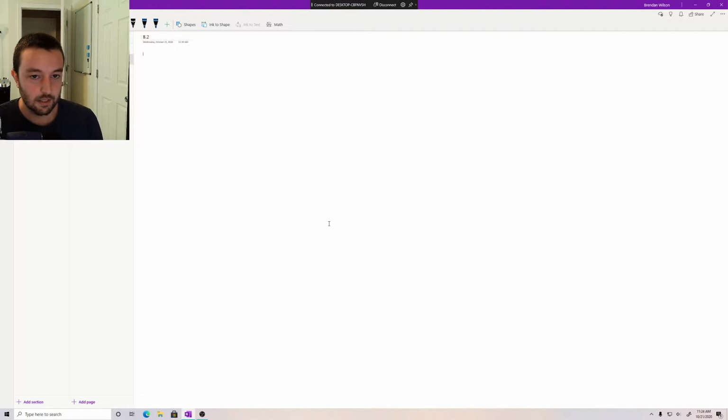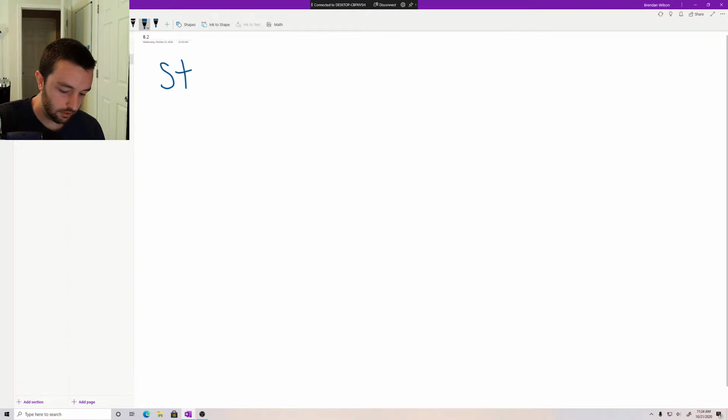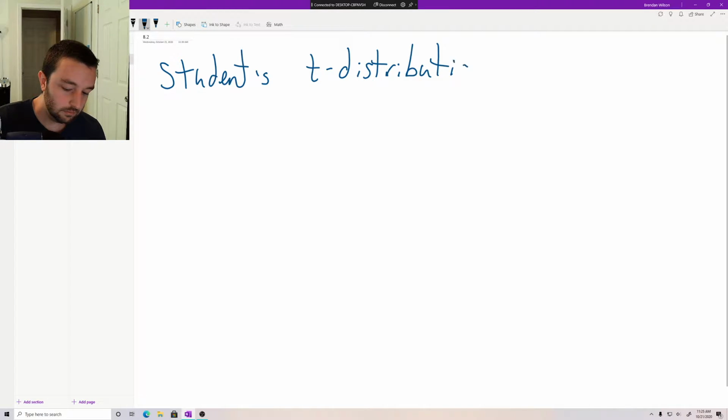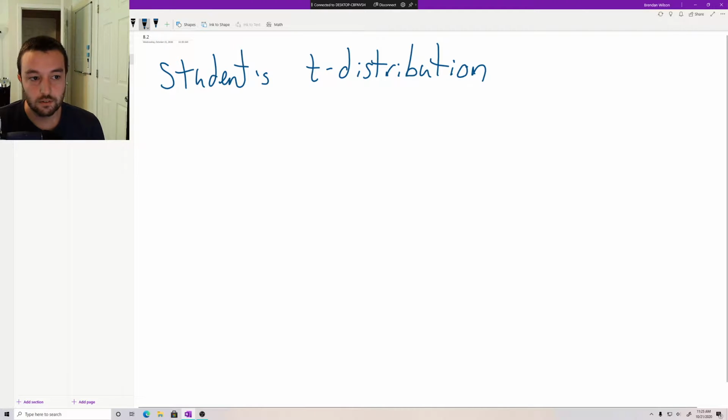By the way, William S. Gossett, he did this under the pen name Student. And that's why it's called the student's t distribution. So the student's t distribution. And from this point on, we'll probably just call it the t distribution.